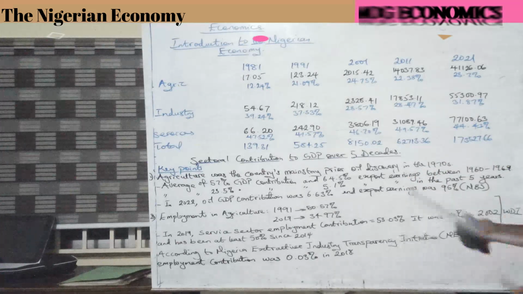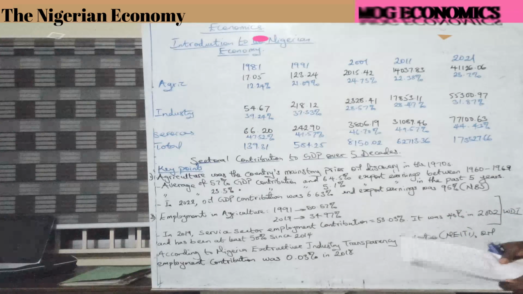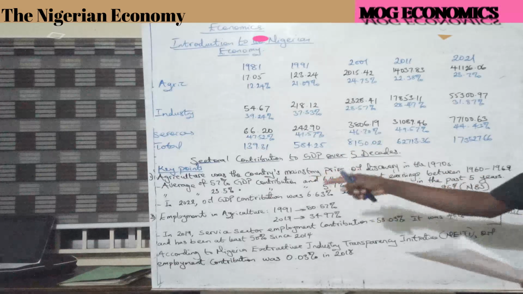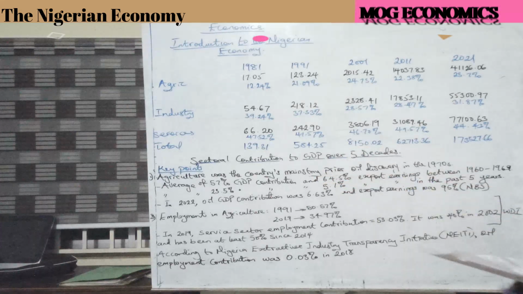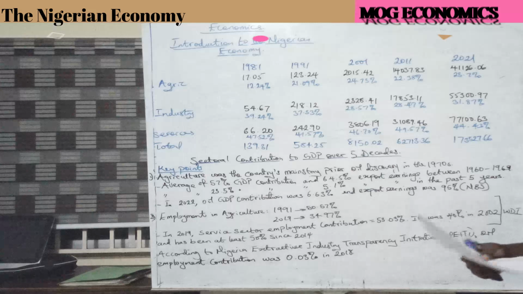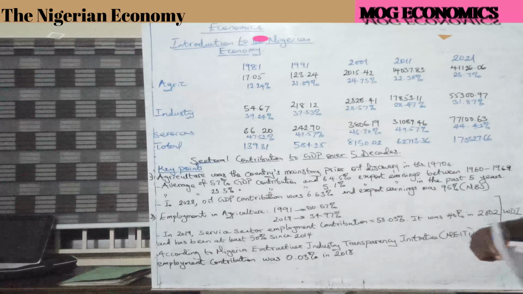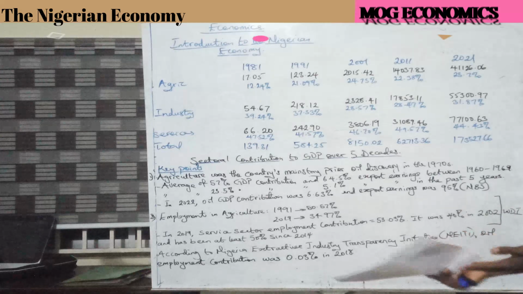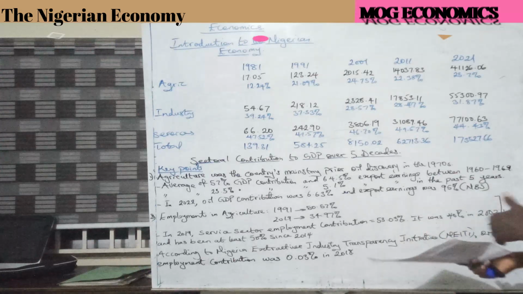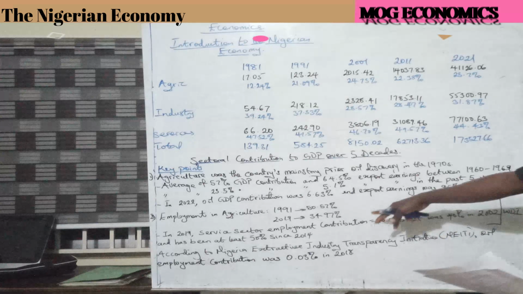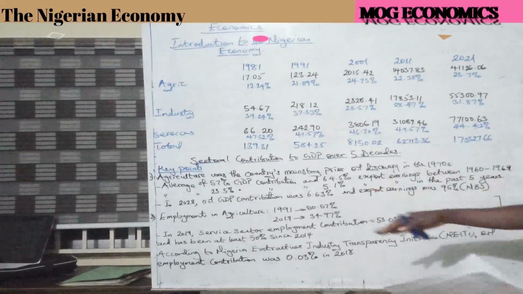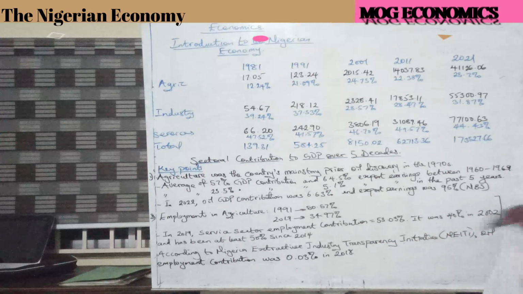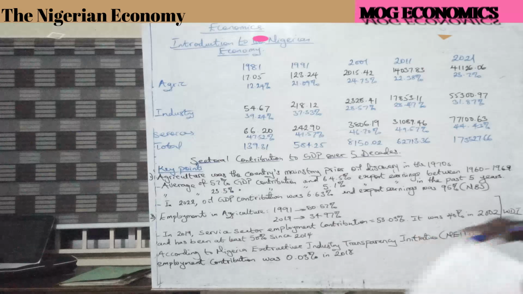And if you go and look for that data from a verifiable source, you would see that in the last 10, 20 years, the oil subsector has contributed between 70 to 80% to Nigeria's export earnings. Between 70 to 80%. So for a long time, oil has been our major foreign exchange earner as far as Nigeria is concerned.